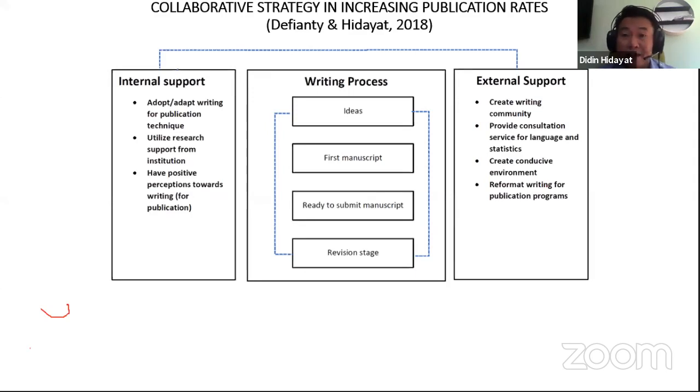And then the next one should be to create a conducive environment. And then also the last one is to form writing for publication programs.